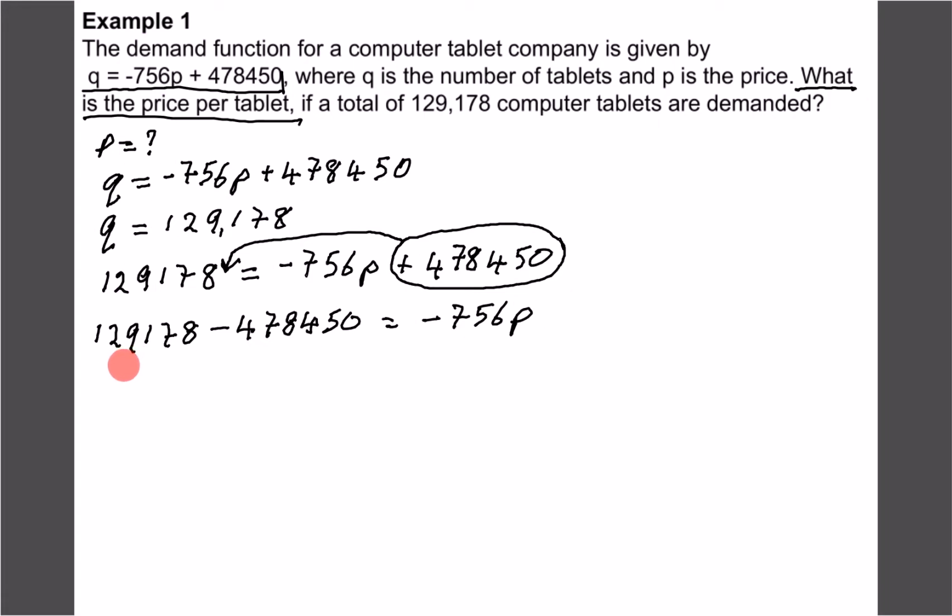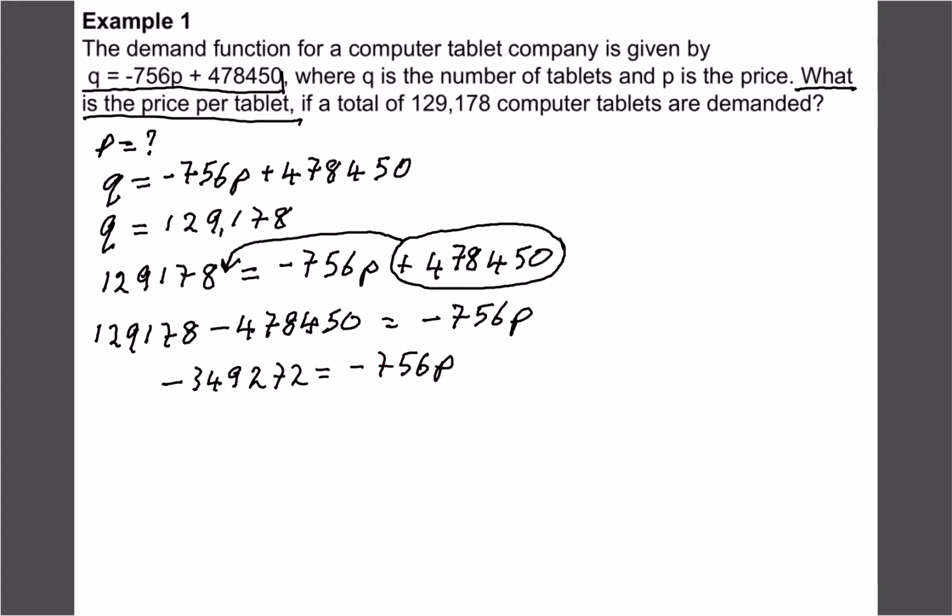So we'll have 129,178 minus 478,450 equals, on the right hand side, we'll just be left with negative 756p. So go ahead and combine these two terms on the left hand side using a calculator. So we combine that, you have negative 349,272 equals negative 756p. Now, to get P by itself, we're going to divide both sides by negative 756.